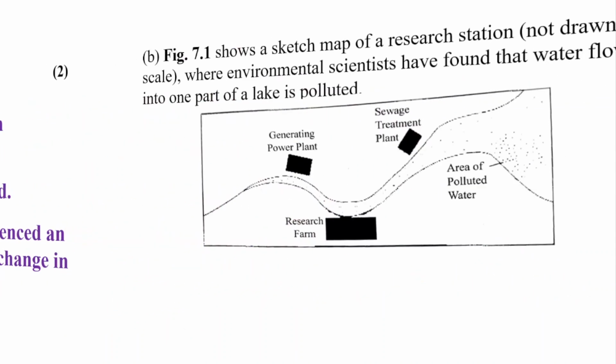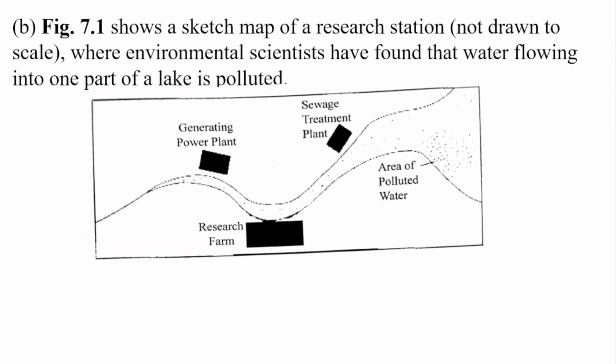All right, so let's go to the next part of the question, part B. Figure 1 shows a sketch map of a research station, not drawn to scale, where environmental scientists have found that water flowing into one part of a lake is polluted. Notice this diagram here. You have a generating power plant, you have a sewage treatment plant, and here you have the area of polluted water.